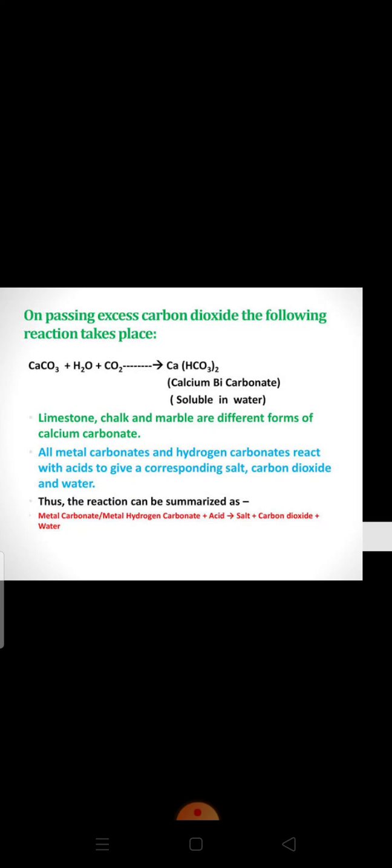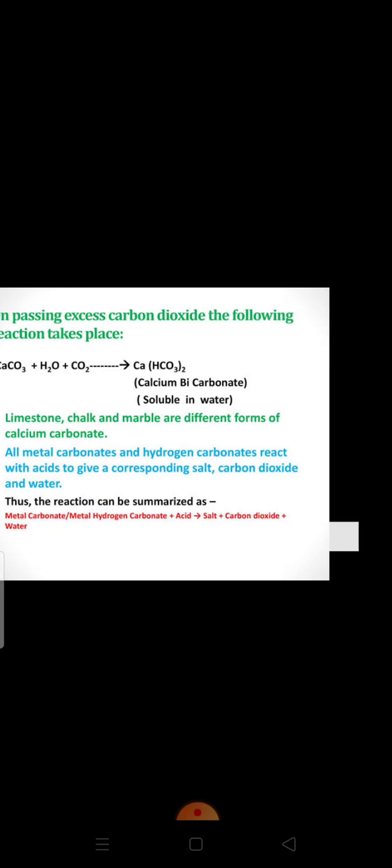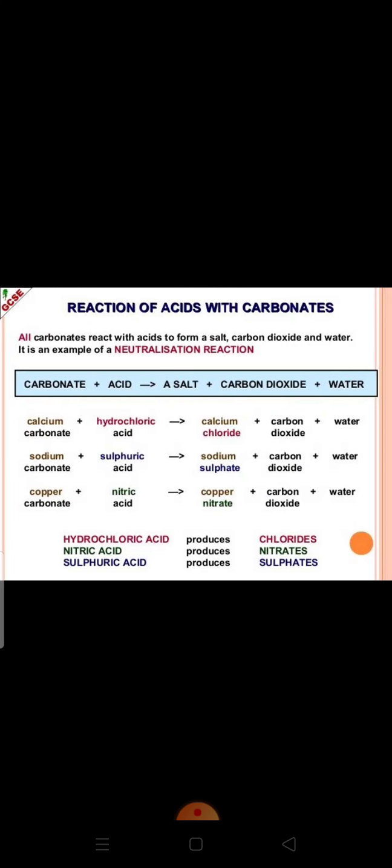So the conclusion is this: all metal carbonates and hydrogen carbonates react with acids to give a salt, carbon dioxide and water. Here we have a few more examples, like calcium carbonate reacts with HCl and forms calcium chloride, which is a salt, carbon dioxide and water. Copper carbonate reacts with nitric acid, which is HNO3, and the products are copper nitrate, carbon dioxide and water.